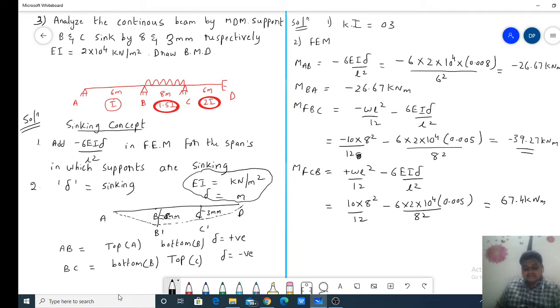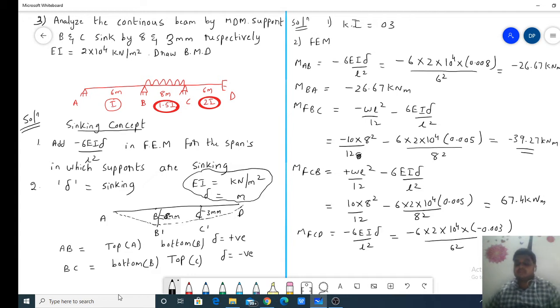Now similarly, MFCD. Now MFCD also, there is no loading, so it is minus 6 EI delta upon L square. Now CD, when I am talking, C is at the bottom and D is at the top. Once again delta will be minus. So this will be minus 6 into 2 into 10 raised to 4 into delta, which is now minus 0.003, upon L, which is nothing but 6 square, right?